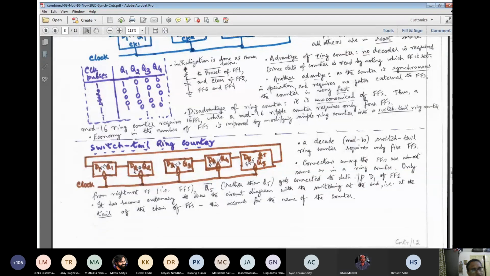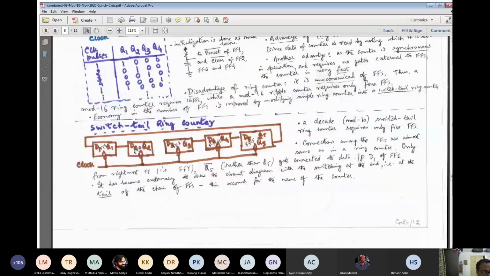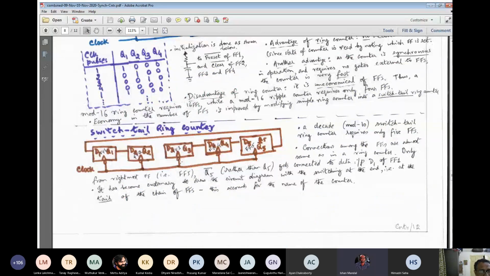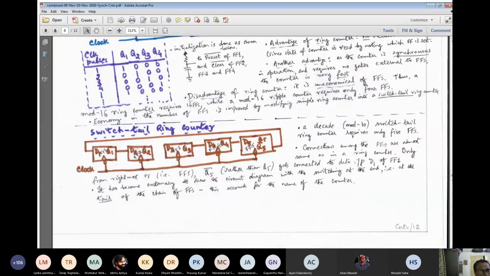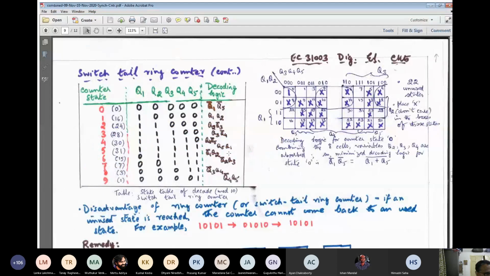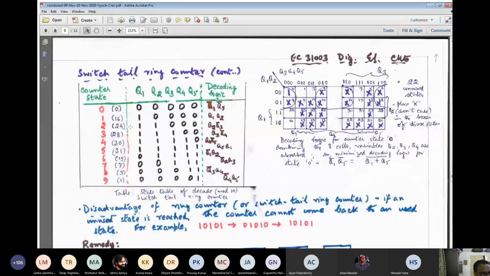Now see, these are the states of the switch tail ring counter that we have seen, this 5-bit switch tail ring counter. But the decoding of this counter will be a bit involved. 5 variables are there, and these are the states. For your benefit, I am writing this. Suppose you start with the all 0 state and you want to get the total sequence. You will get Q1, Q2, Q3, Q4, Q5, where Q1 is the state of the leftmost flip-flop and Q5 is the state of the rightmost flip-flop. So start with all 0, then 1 will come. Why? Because Q5 bar is connected. So 1, 0, 0, 0, 0.